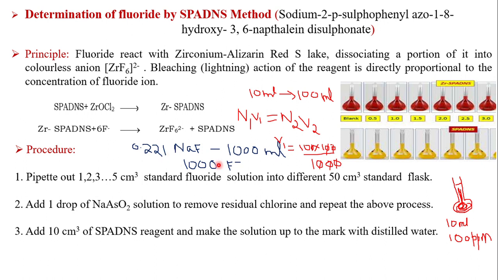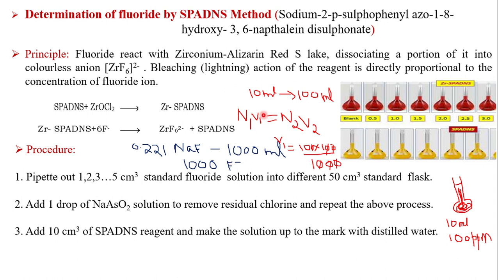So the original stock solution is 0.221 gram of NaF. It is dissolved in 100 ml of Millipore or distilled water. It will give us a 100,000 ppm fluoride solution. Now, this is further diluted to obtain a working standard.